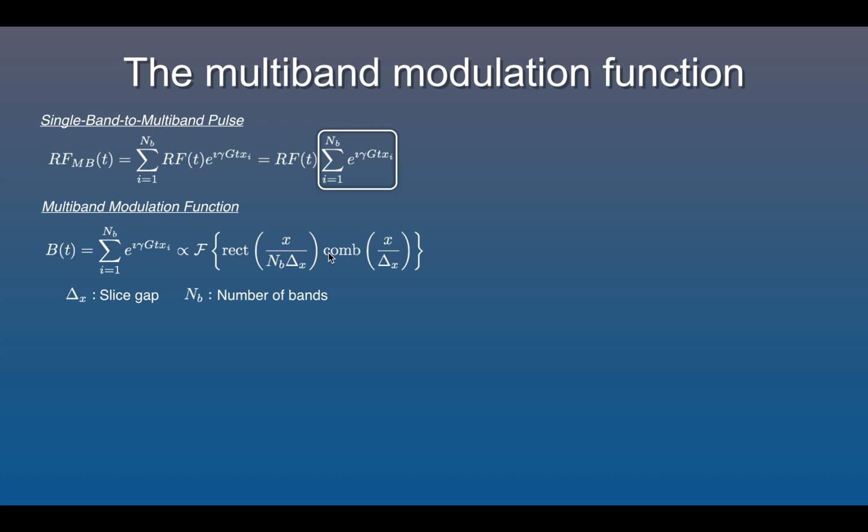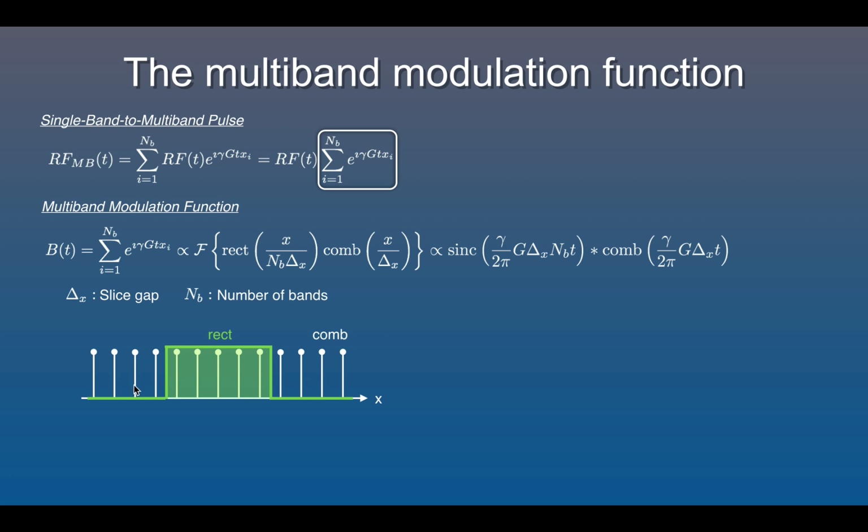Now, if we look at this in the Fourier domain, it's going to be a comb function where we have a spike at every slice location, multiplied by a rect function that selects out just the MB slices that we care about. We can analytically calculate the Fourier transform of this, which is going to be a sinc convolved with a comb function.